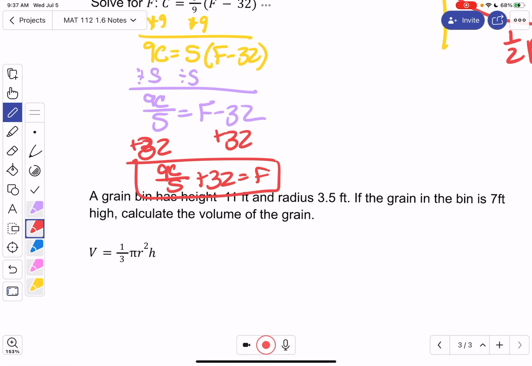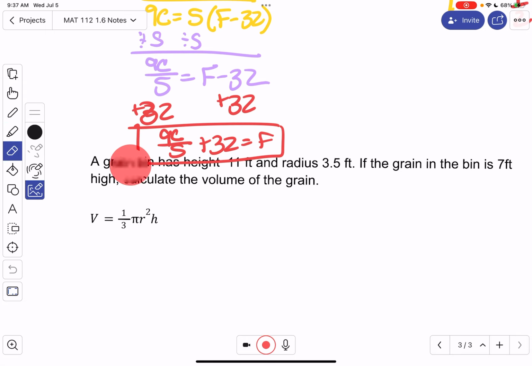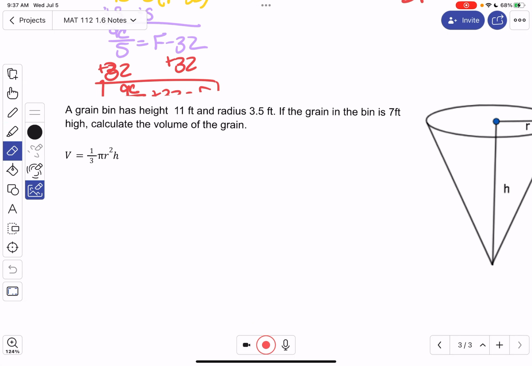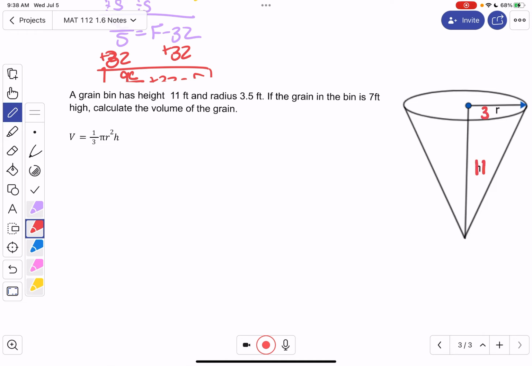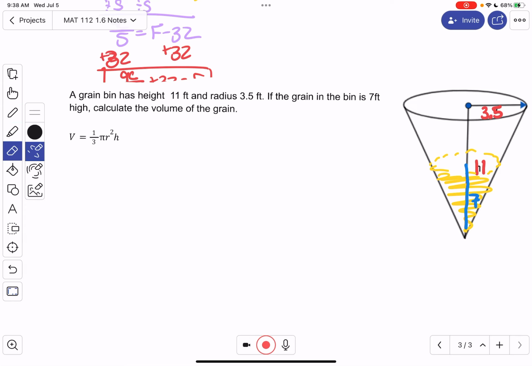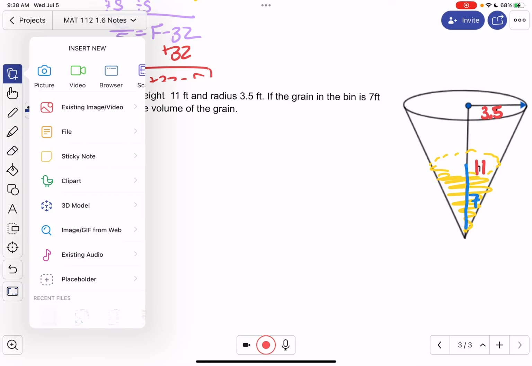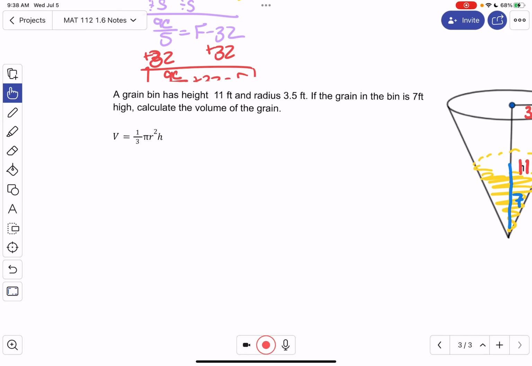All right. The last one we're going to look at is a grain bin. So a grain bin in the shape of a cone, which they give us, has a height of 11 and a radius of 3.5. The grain in the bin is 7 feet high. Calculate the volume of the grain. So here we're given the volume formula.